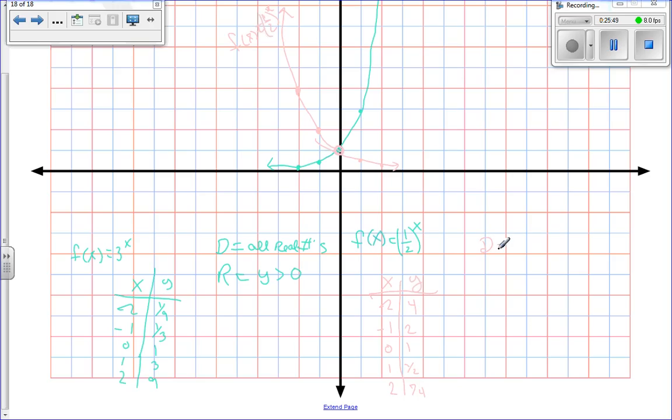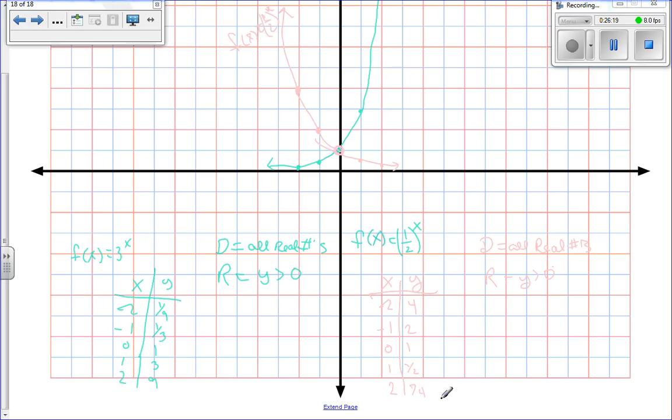My domain for this one is still all real numbers, so I can put in any x value, and then my range is y is greater than 0 again. Because remember, it doesn't actually cross the x-axis, and it doesn't touch it. It'll get really close, but not actually do it.